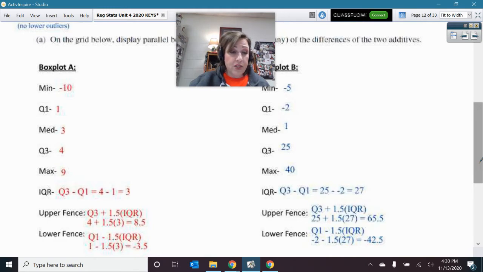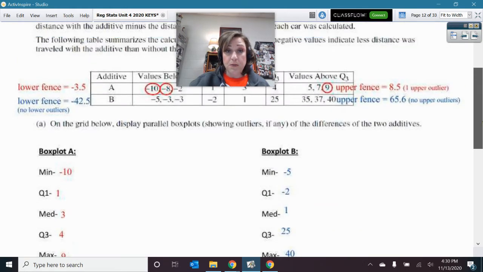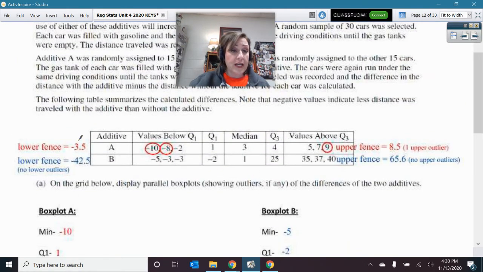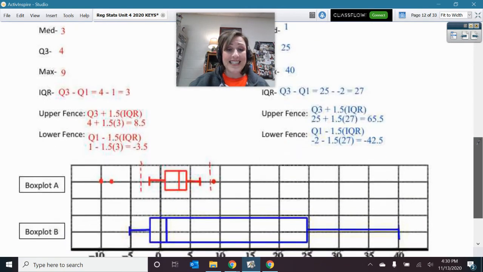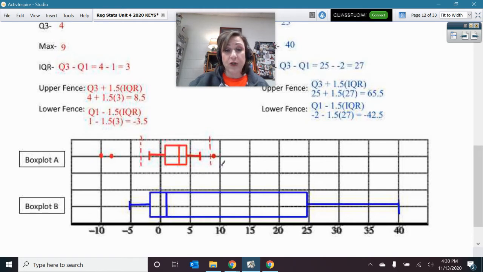So in red, I'm showing all of the information for Boxplot A. You can see it had a lower fence of -3.5. So that means that those two values were lower outliers below this lower fence. Here, the upper fence is 8.5. So that right there is above the upper fence. So we have one upper outlier. And that looks like this if you graph it. Now, I should have labeled those values. I didn't, but I should have.